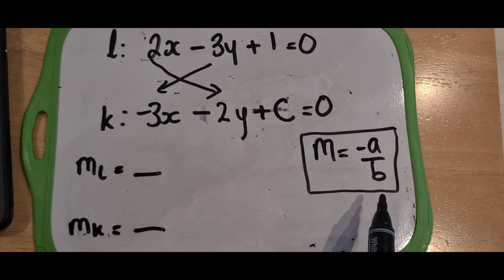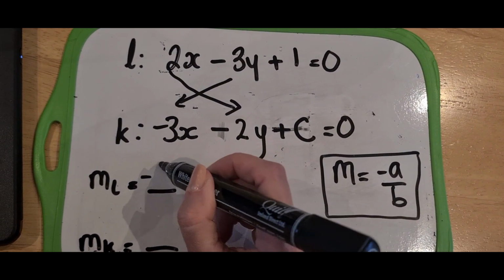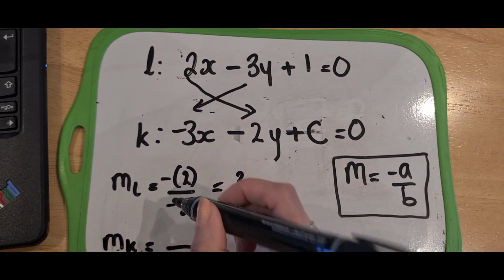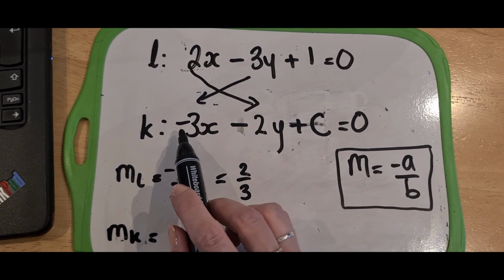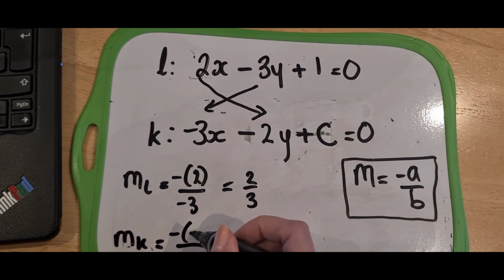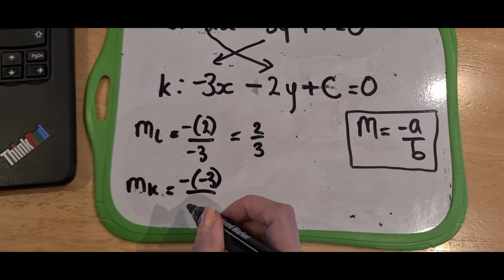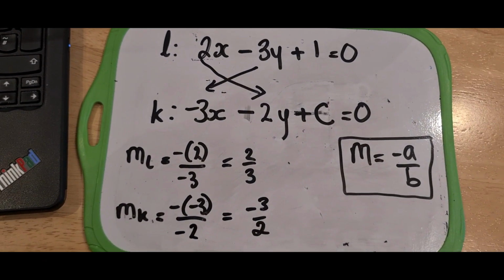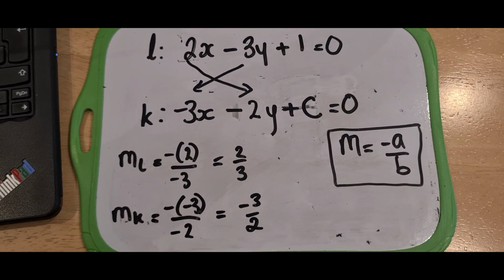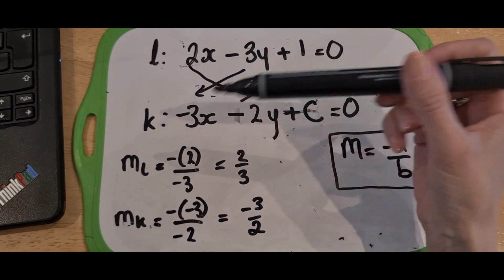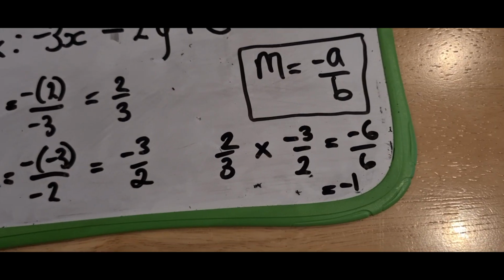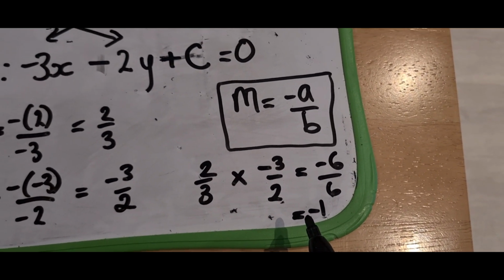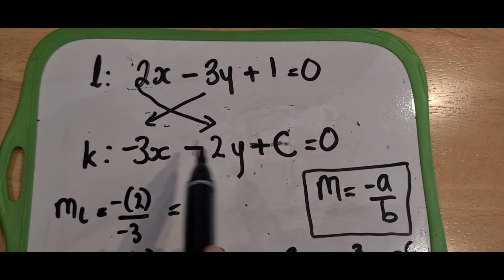Okay, so using the formula -a over b, the slope of L is going to be minus a bracket 2 all over b, which is -3. That becomes 2/3. Minus divided by minus is a plus. And for the line K, A is -3, so it's going to be minus A, which is -3, all over B, which is -2. That's going to become -3 over 2. So they're my two slopes, and if I now multiply them together, I should get -1. If my two lines were perpendicular, that would tell me that the way I wrote the equation of line K would be correct. So multiplying the two together, top by top, bottom by bottom, you get -6 over 6, which is -1. Therefore, the line L and the line K are perpendicular, which means that format was definitely correct.